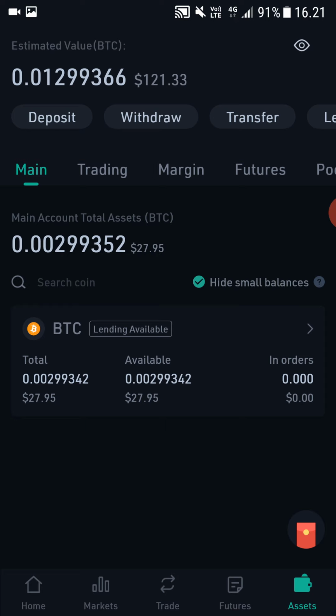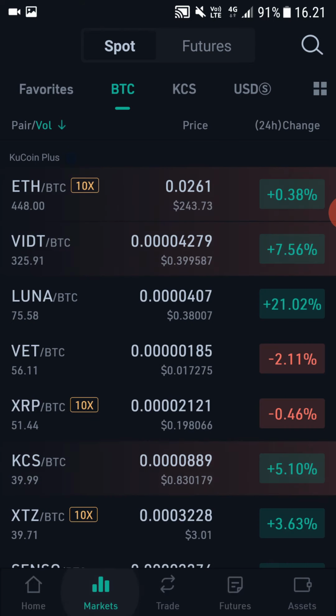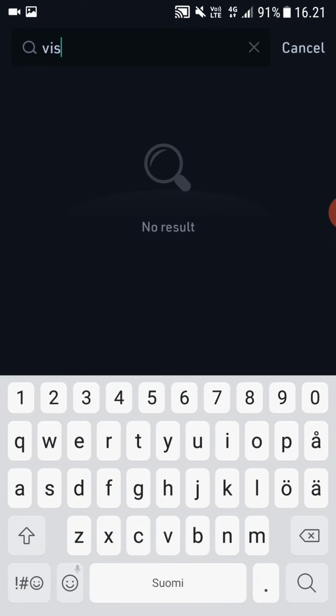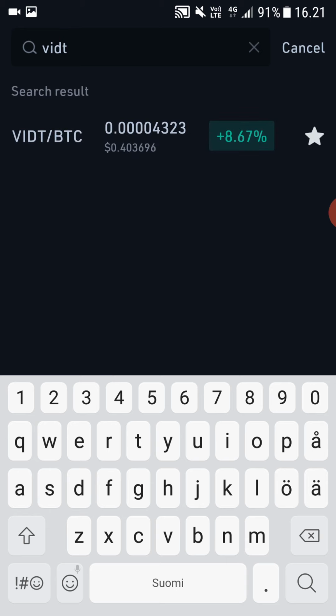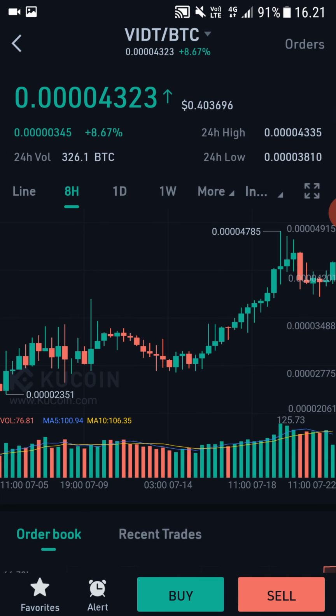So now basically your cryptocurrencies are in your trading wallet, and now what you need to do is go to markets and select the cryptocurrency you want to buy. So in this case we are buying VIDT. So now when we click VIDT/BTC, this is where we are going to trade our Bitcoins into VIDT coins.